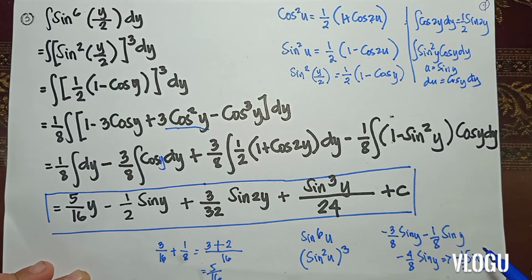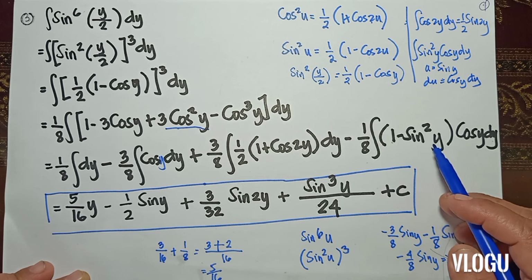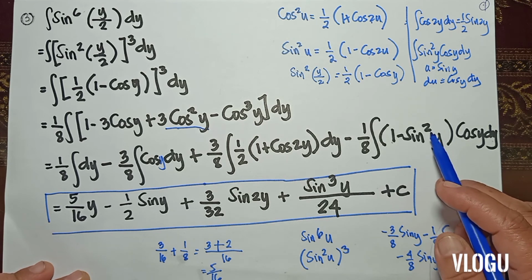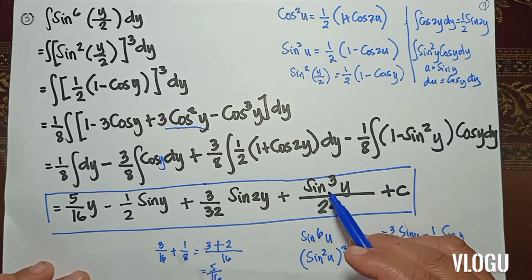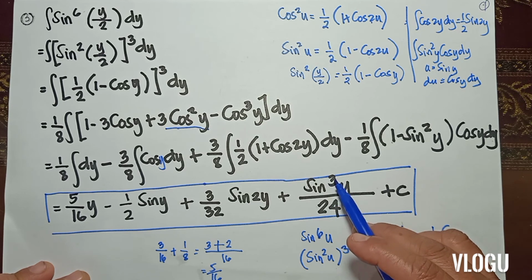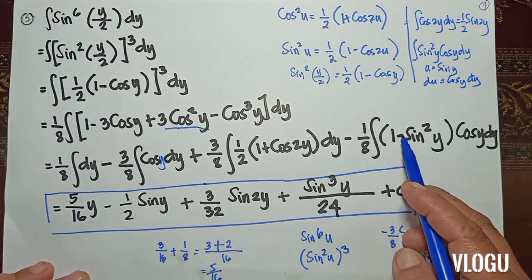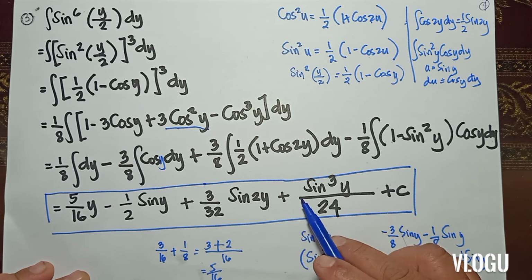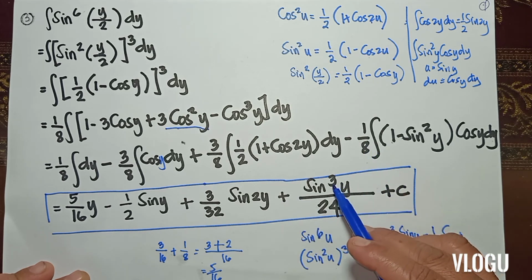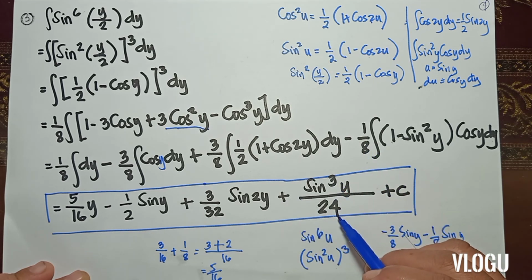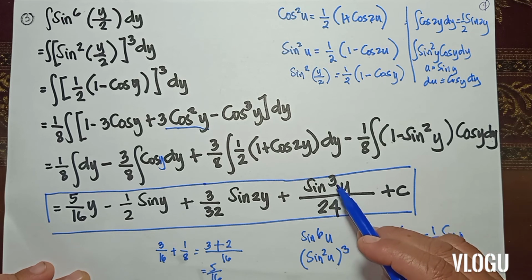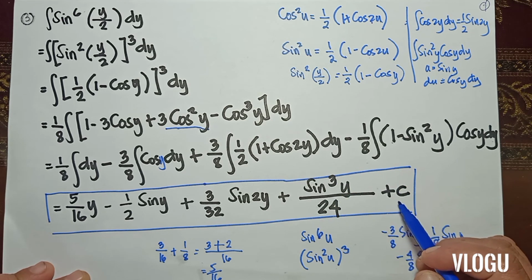U to the n, so therefore you will have n plus 1, so sine cube over 3. It's negative, negative, so positive, plus 1/8 times 3, so 24. So that's the reason you will have sine cube y over 24 plus c.